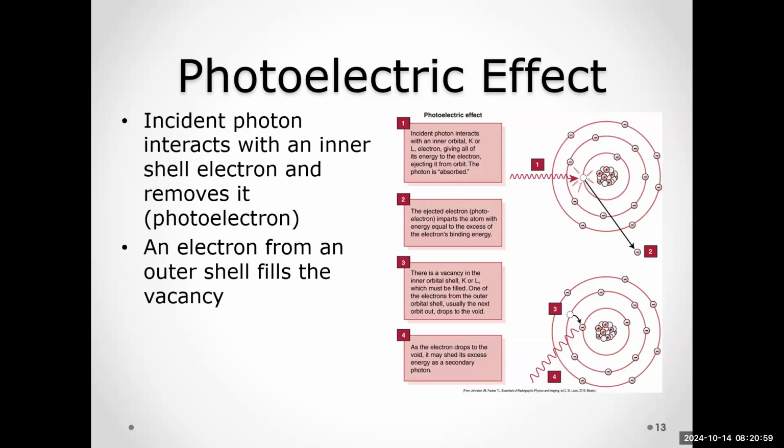Generally, those secondary photons are just absorbed because their energy is so low, they're basically absorbed into the patient's body as well. So photoelectric absorption is when the photon interacts with an inner shell electron, completely knocks it out, and then another electron falls in and gives up all of its energy to do that. And so it's totally absorbed in the patient's body. So that's photoelectric.